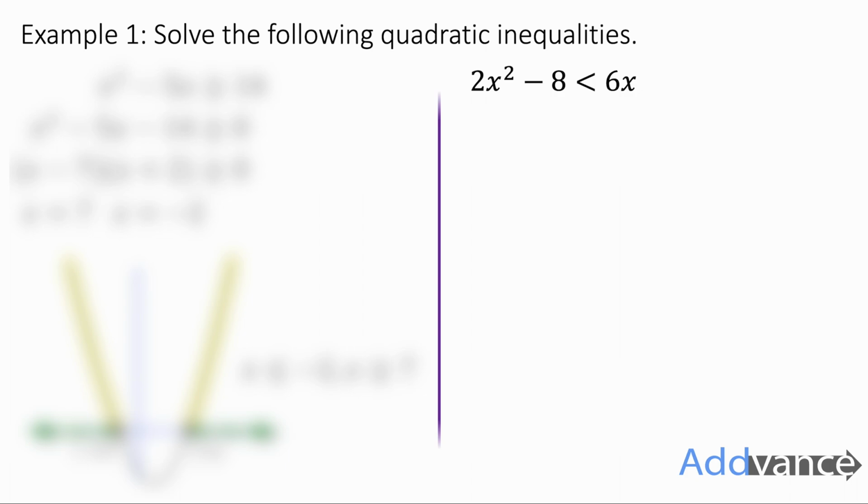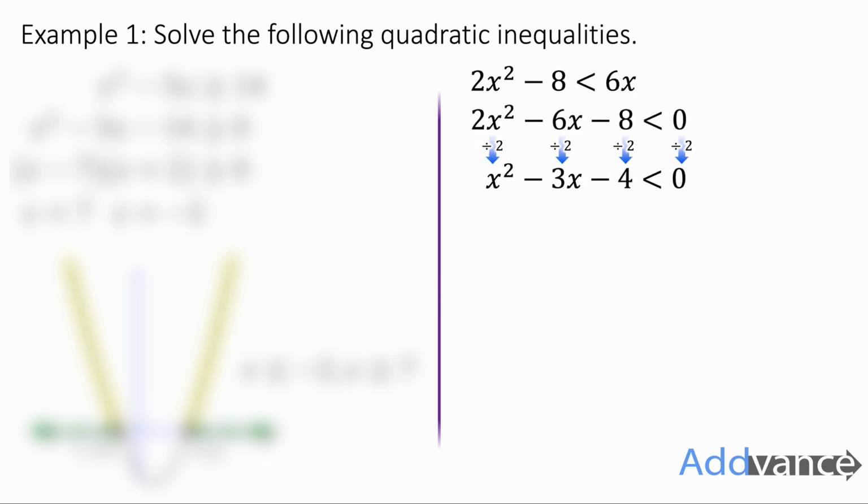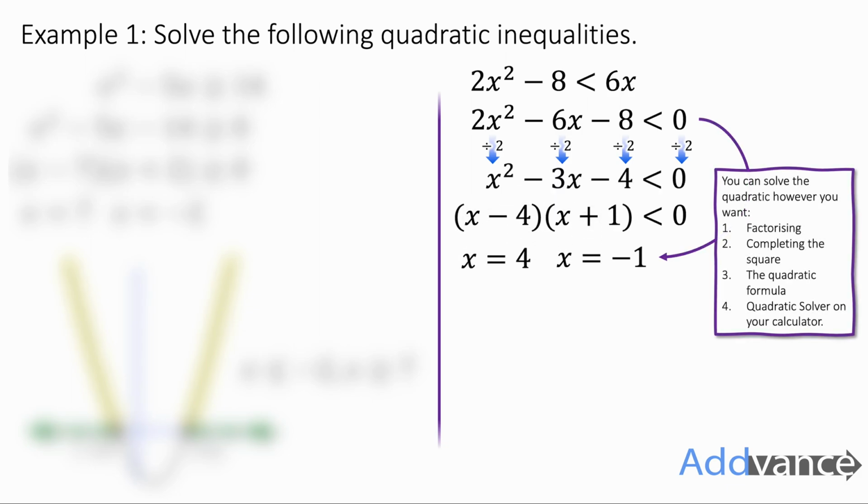We're going to move the 6x to the other side to make it 0 on one side. We'll divide by 2 because this makes the quadratic easier to solve. It just gives an x squared on its own. And then we factorise, we get this, which tells us the quadratic is equal to 0 at x equals 4 or x equals minus 1. You don't have to solve it by factorising. There are other methods to solve quadratics. You can use completing the square, the quadratic formula, or even a quadratic solver on a scientific calculator.